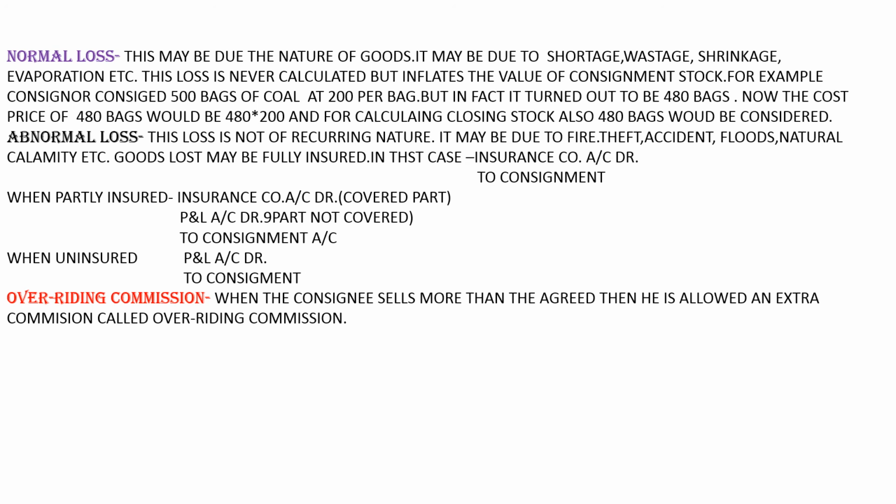Commission may be of any type, but the entry would be consignment account debit to consignee. Because we will give credit to the consignee and this is the expense of the consignor. With this, we close this chapter and we will learn the entries in the books of the consignee in our next lesson.